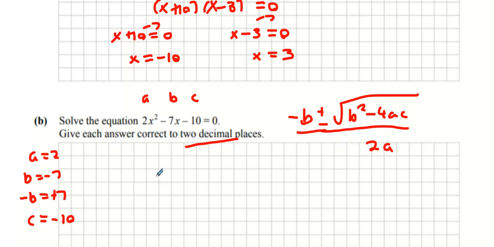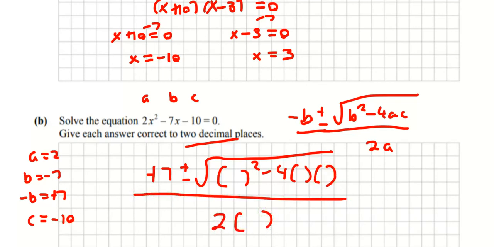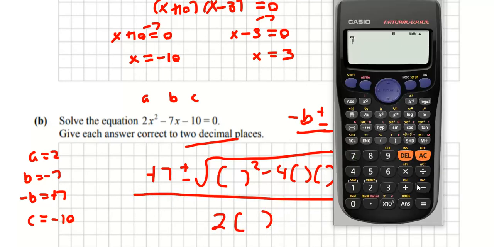So when you put in minus b, you're going to get plus 7, plus or minus the square root of. Now remember our system. You leave empty brackets at the start, like so. So it's going to be plus 7. And we use the fraction button at the very beginning. So 7 plus square root blank squared minus 4 times blank, all over 2 times blank.